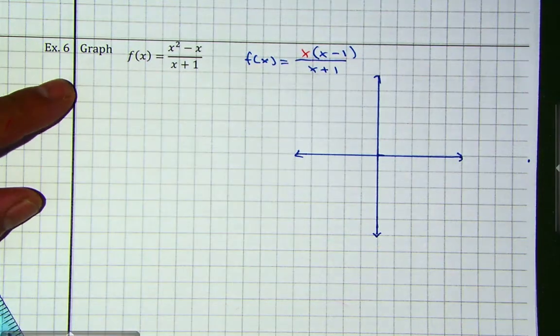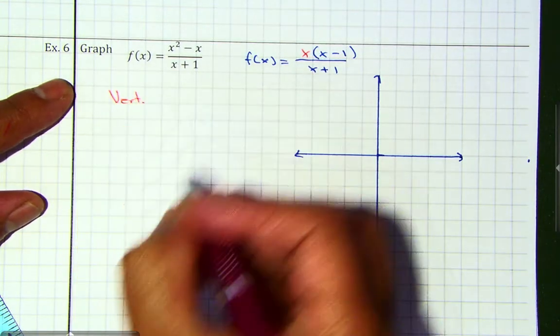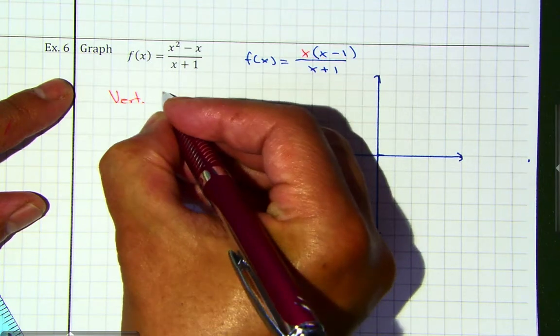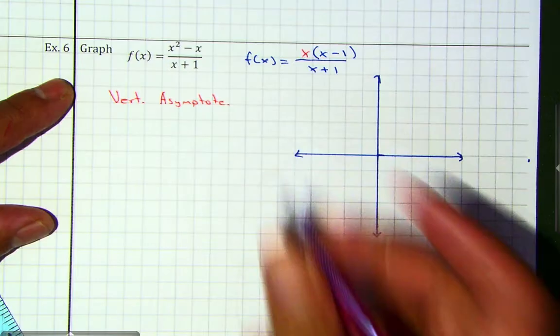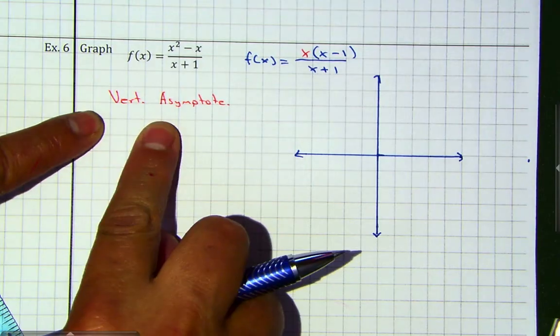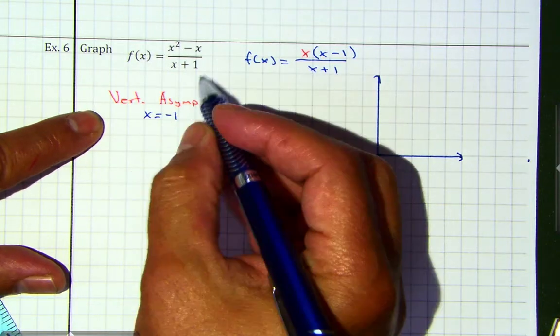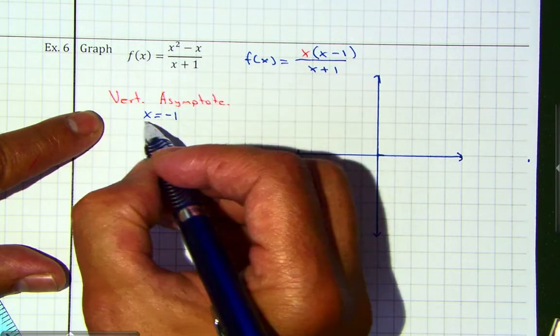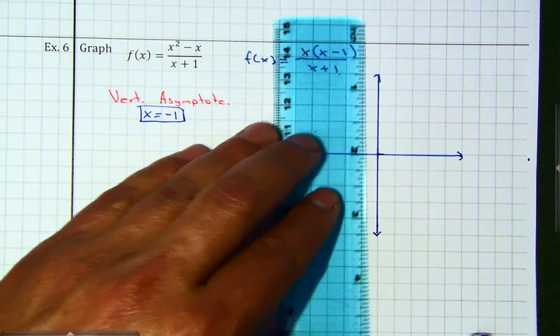So I'm going to find my vertical asymptotes. My vertical asymptote is what? So what is your vertical asymptote? This is when x is equal to -1. That will make your denominator 0. So that will create an undefined, which will create your asymptote.